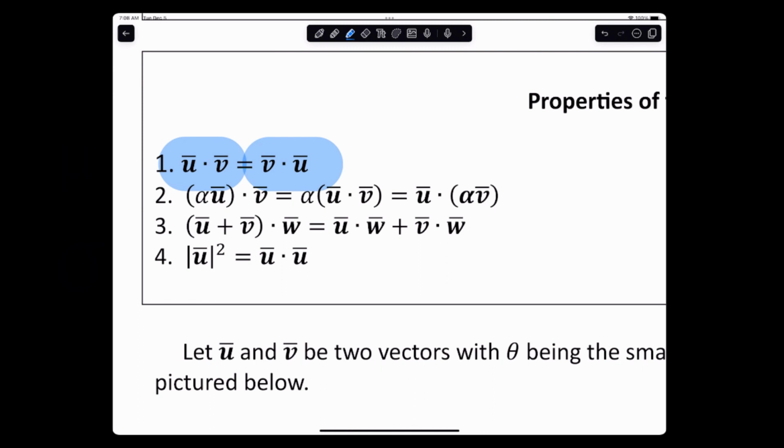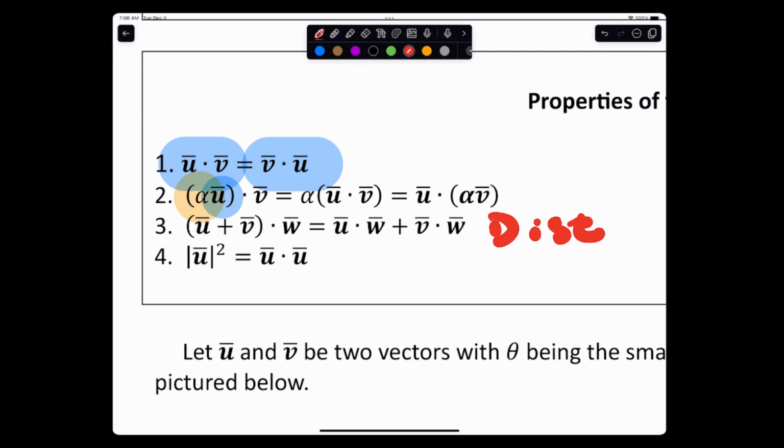It's commutative. And then you have these properties where alpha is a scalar value. That just means a number. You can show that if you multiply alpha times u and then multiply it times v, it's the same as just changing the order. This last property is a form of the distributive property, okay? So it looks like that property.